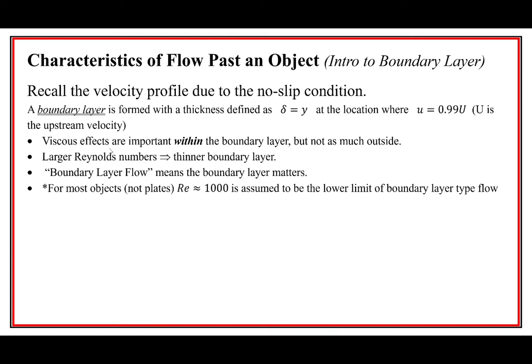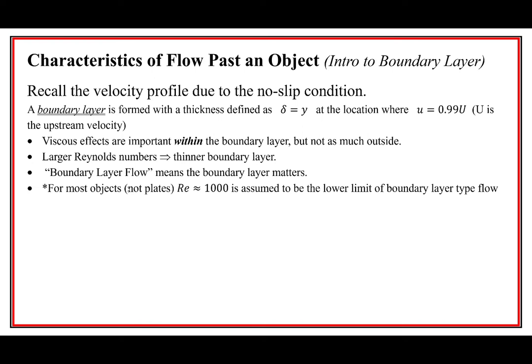The viscous effects within the boundary layer are important, but most of the viscous effects outside the boundary layer aren't, right? So it's sort of the definition of the region around the object in a flow field where the viscous effects are taking place. And when you have large Reynolds numbers, you end up with a thinner and thinner boundary layer. Sometimes we'll use the phrase boundary layer flow, and that means a flow where the boundary layer is significant enough to matter.